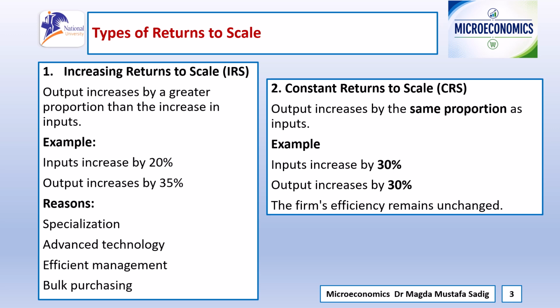Second, constant returns to scale, CRS. Here, if inputs increase by 30%, output also increases by 30%. Efficiency remains exactly the same. The business grows without becoming either more or less productive. Many mature manufacturing firms operate under constant returns for long periods.